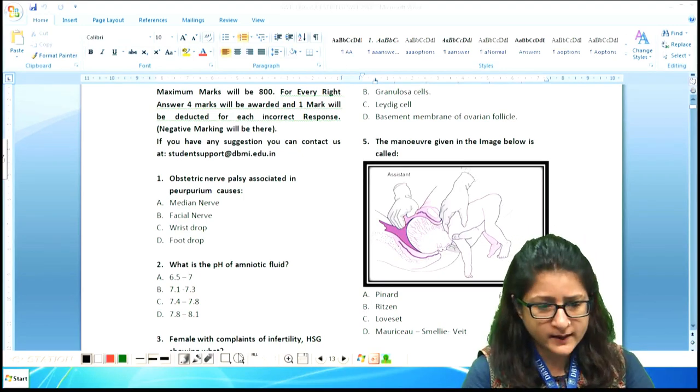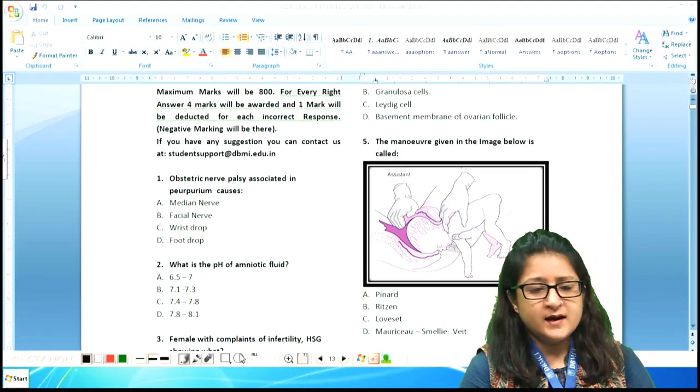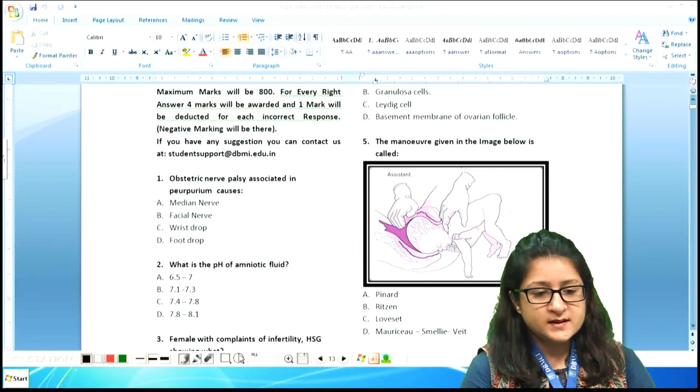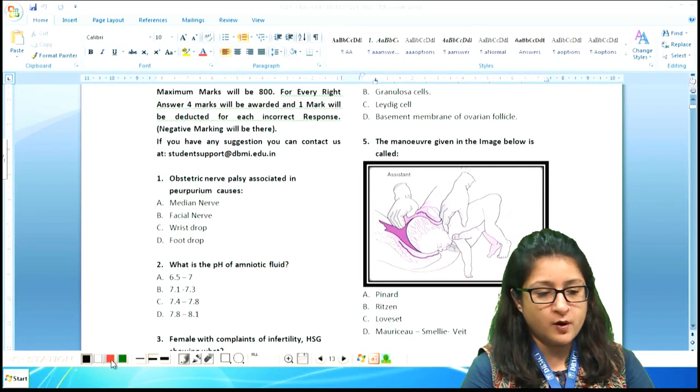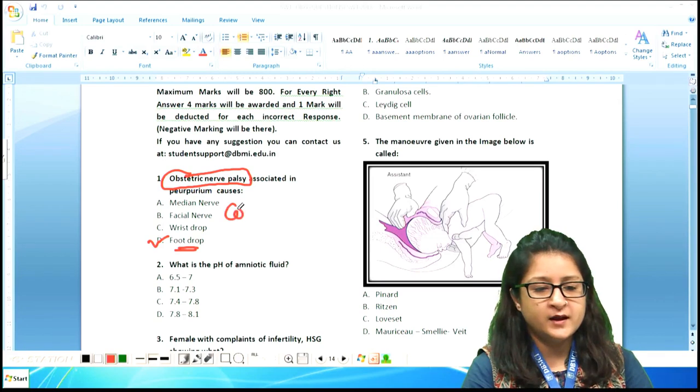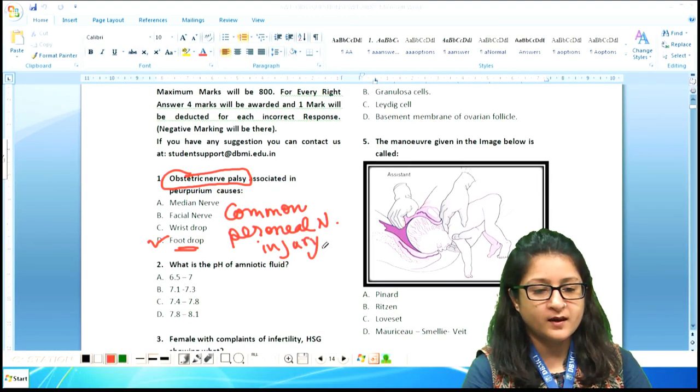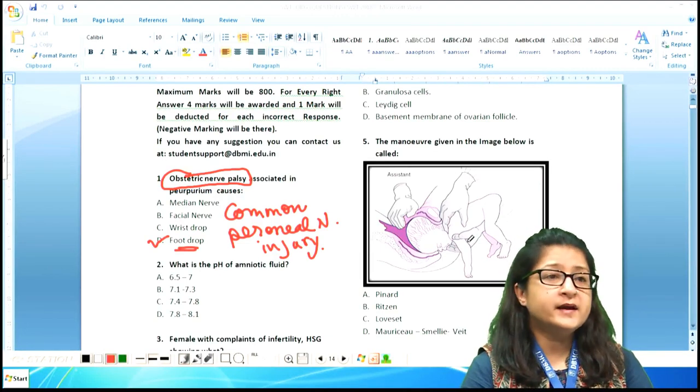When you read question number one, it says obstetric nerve palsy associated in puerperium causes which of the following? All right, now the correct answer for this question is D, foot drop. Foot drop is the correct answer. Now, let me just give you important bits about the nerve injuries in obstetrics and why this foot drop happens. This foot drop happens because of the common peroneal nerve. Okay, common peroneal nerve injury during the puerperium.